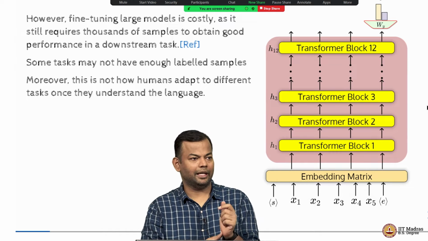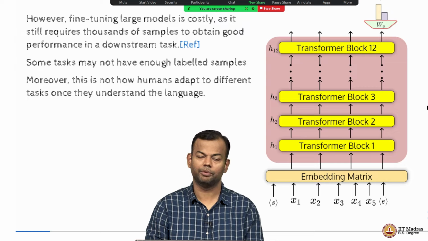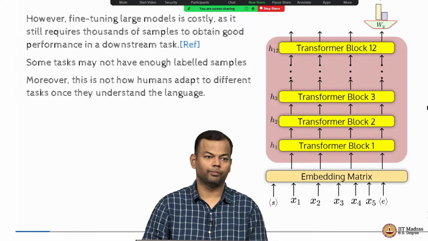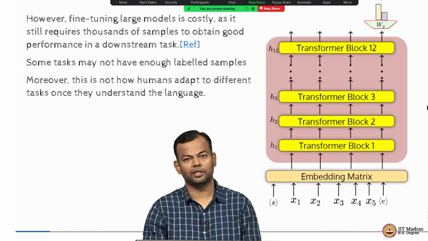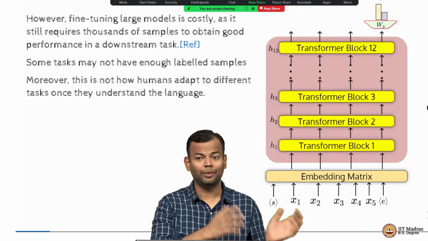And more importantly, the whole point was that I've learned a lot about the language during pre-training. That's the human analogy: for the first 10, 15 years of our life, we have learned quite a bit of language through interactions, formally and informally.